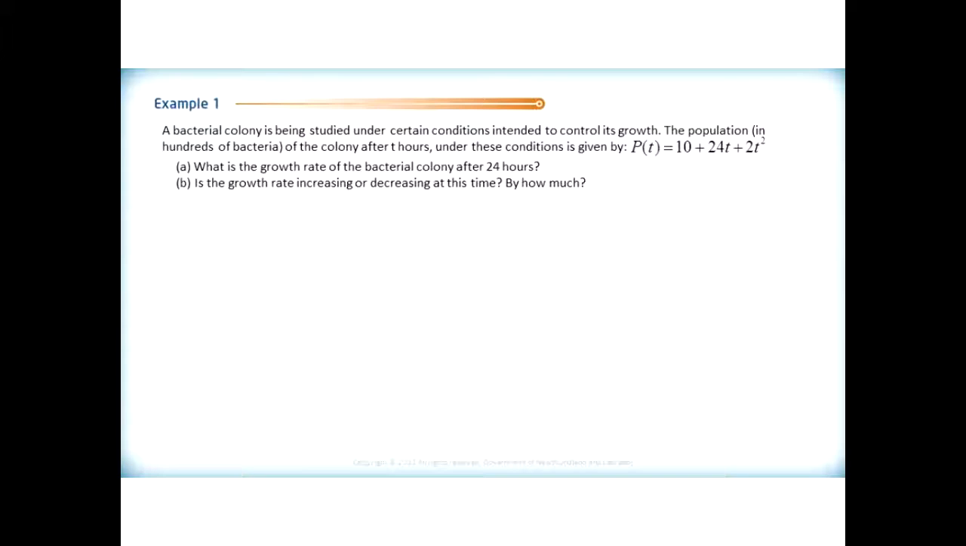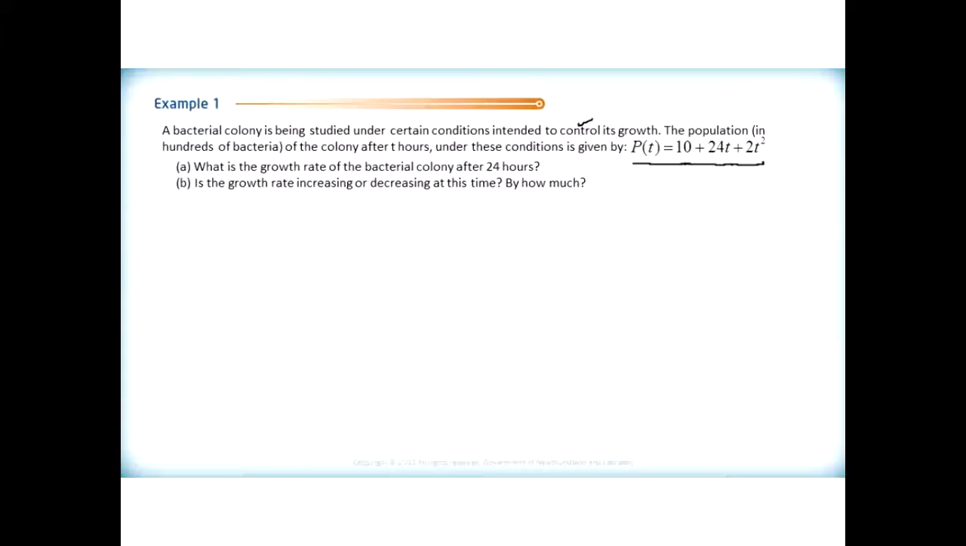Here's our first example, a bacterial colony. There's one kind of thing we can have a population for. A bacterial colony is being studied under certain conditions intended to control its growth. Normally when we talk about growth and decay of something like bacteria, which usually grow or decay really quickly, we get an exponential function that models that. But in this case, the conditions are intended to control its growth. So we're still growing, but it looks like we're modeled by a polynomial function here.